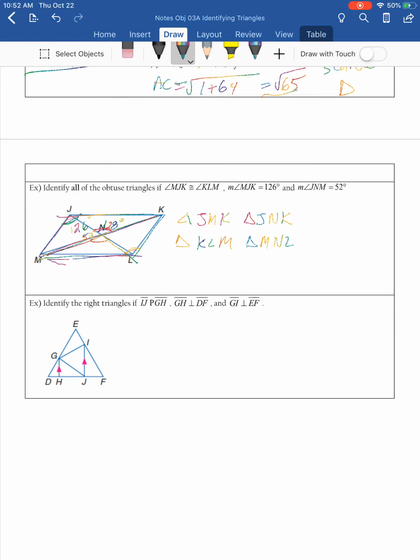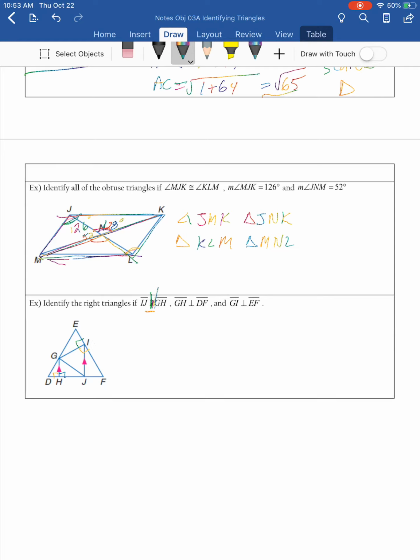Okay, identify the right triangles. If IJ is parallel to GH, sorry, I said perpendicular, parallel. So if those are parallel, that's given to you. GH is perpendicular to DF, so GH is perpendicular to DF. So those would have to be right angles if it's perpendicular. And GI is perpendicular to EF, so those would have to be right angles.